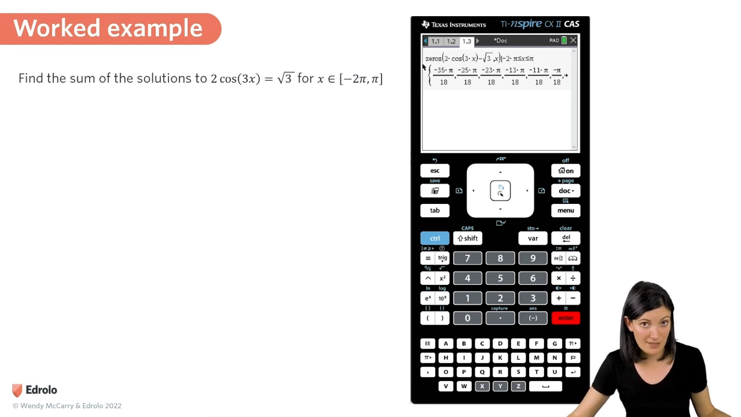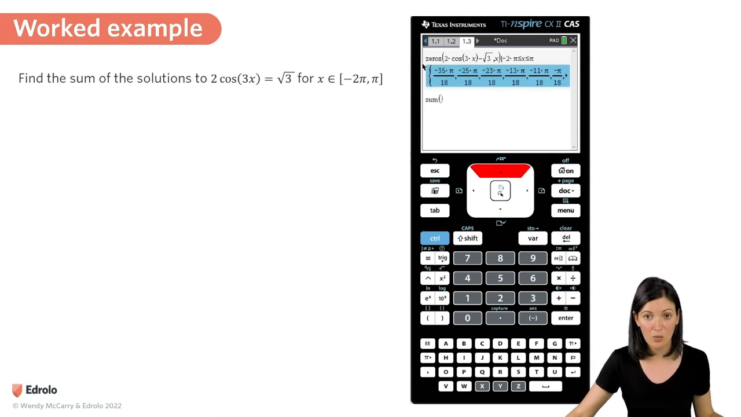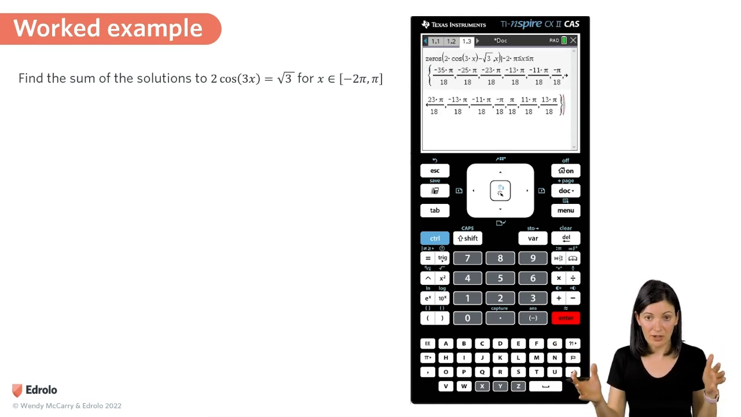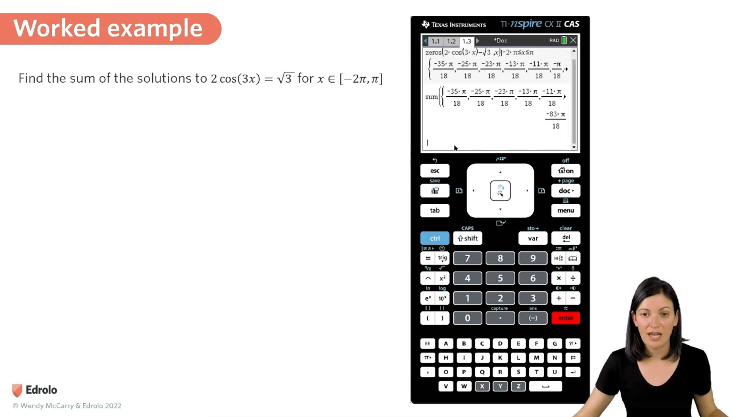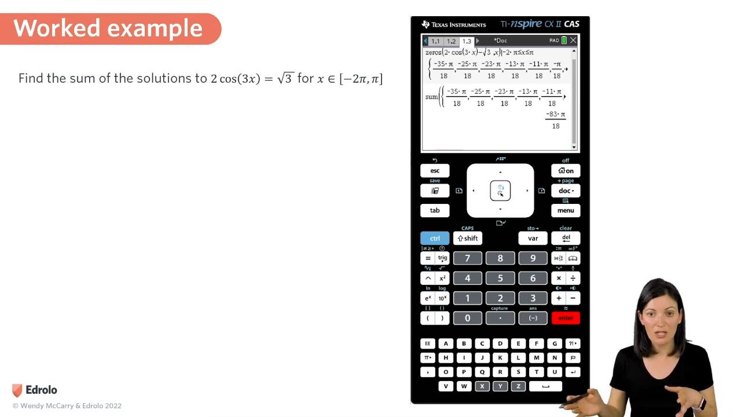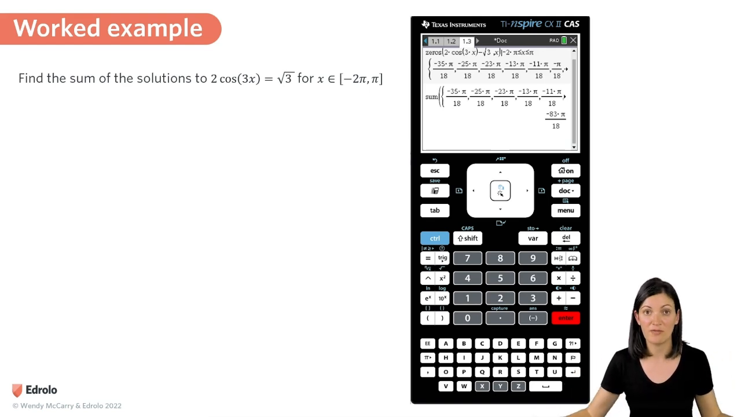So I can just type in the word sum if I want to find the sum of something really quickly. Okay, and then I'm going to open brackets, and I'm going to use my arrow keys to go up to highlight what I want the sum of. Now when I press enter, I get all of those values in as a sum, and then I can press enter again, and my final solution is negative 83 pi over 18. Okay, you could do this a bit more manually, but that's just a quick way to find the sum of a large number of solutions, okay?